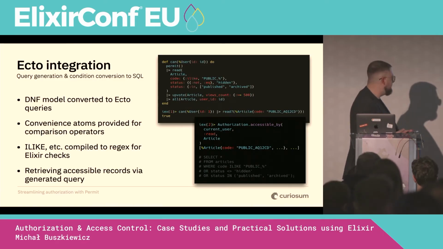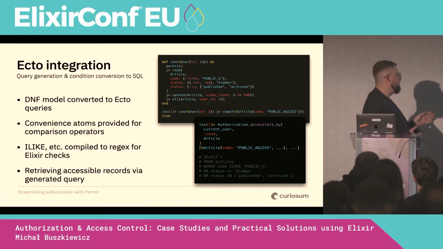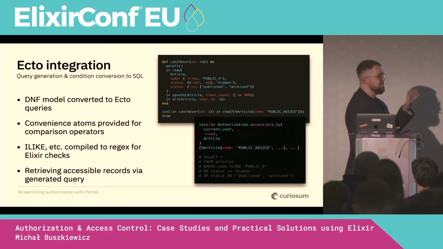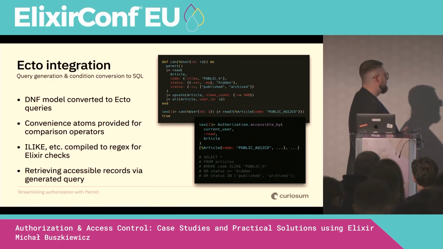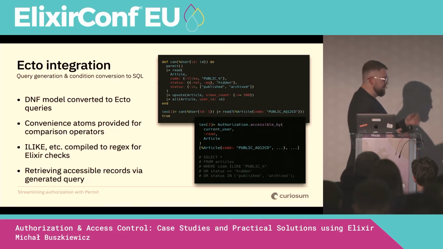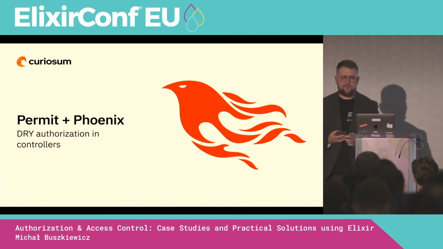Regex compilation of ILIKE and retrieving accessible records via generated query. So you can use the accessible_by function to hit that specific query. I know it's not easily legible, but under the hood, this query is generated based on the rules we have. So that's probably it about Permit Ecto.